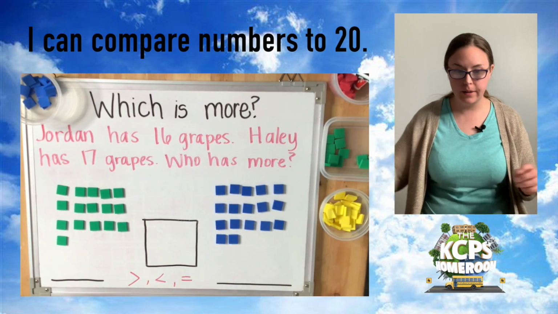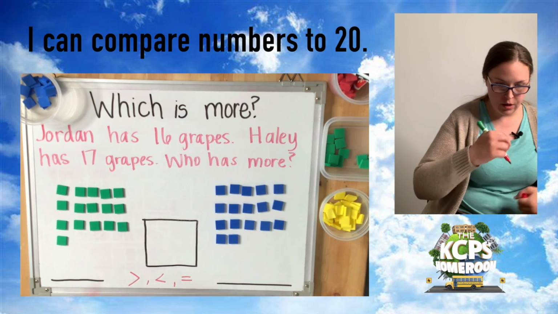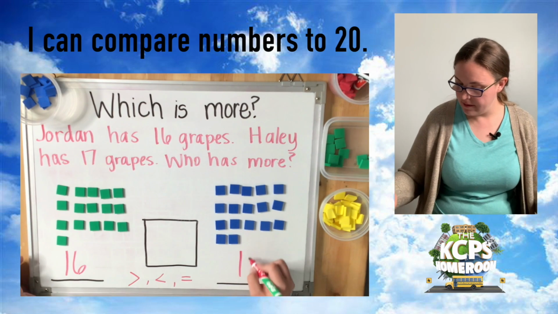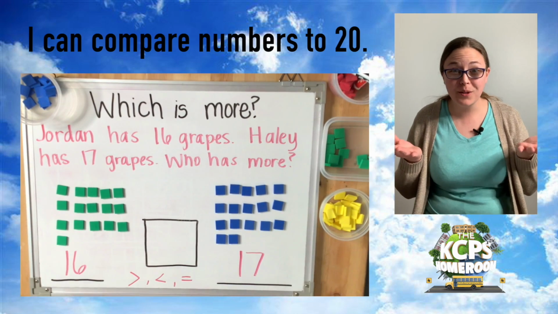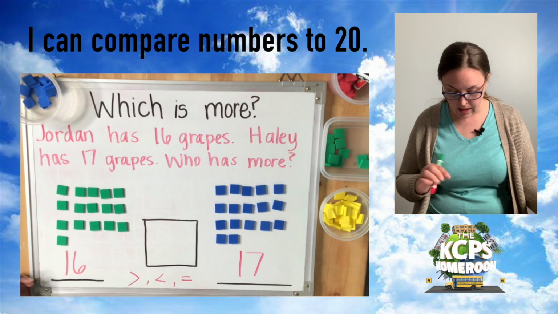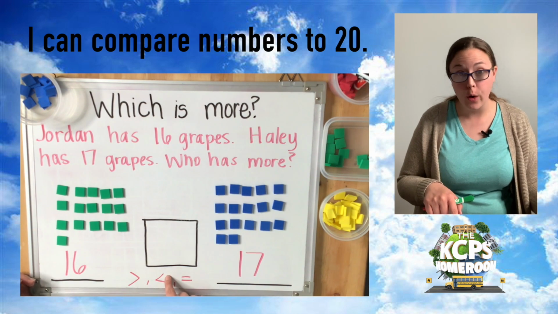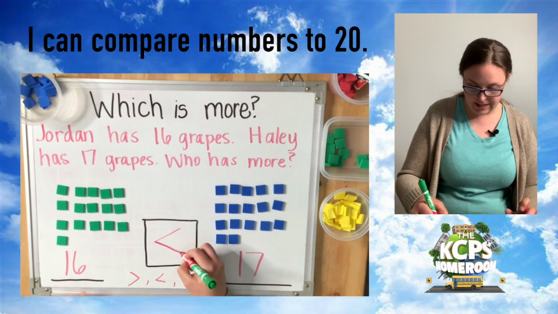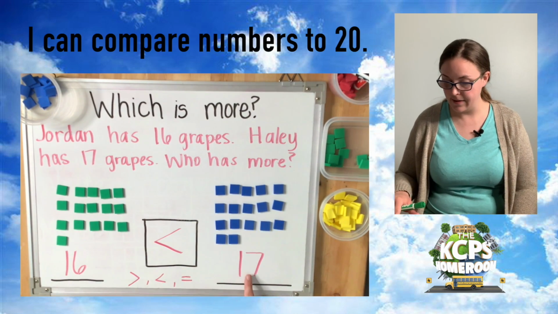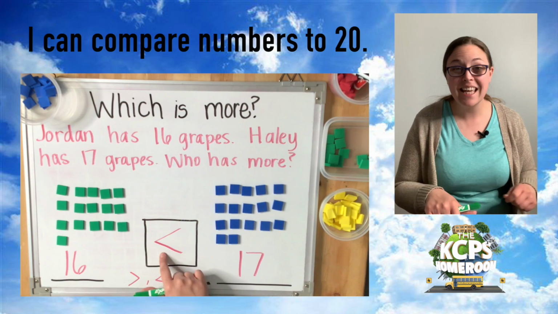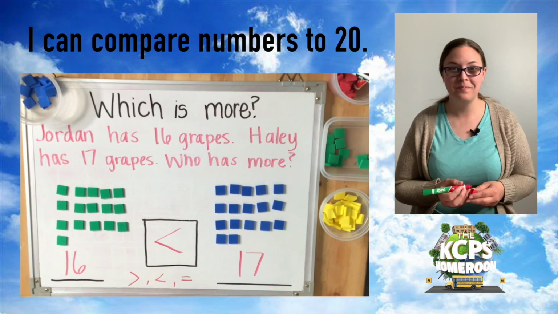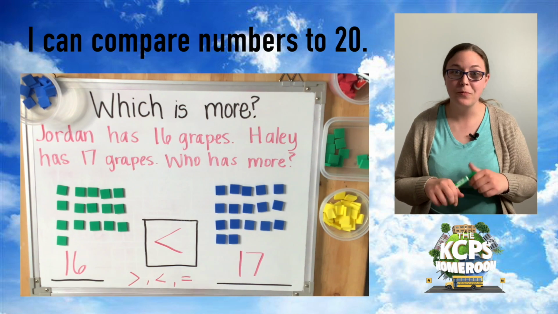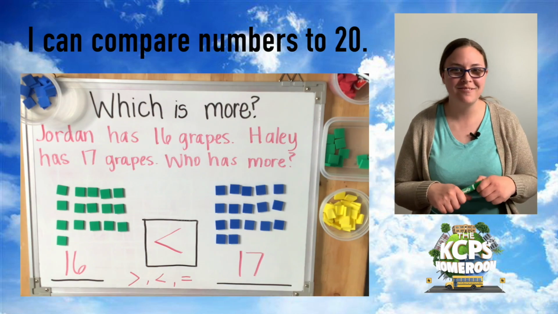Now we're going to write our comparison statement here at the bottom. Jordan has 16 grapes. Haley has 17 grapes. And you told me that Haley has more. That means our symbol needs to open to the bigger number. So that means 16 is less than 17. Great job on that, friends. Let's get ready for our last problem. Reorganize your workspace so we can get started.